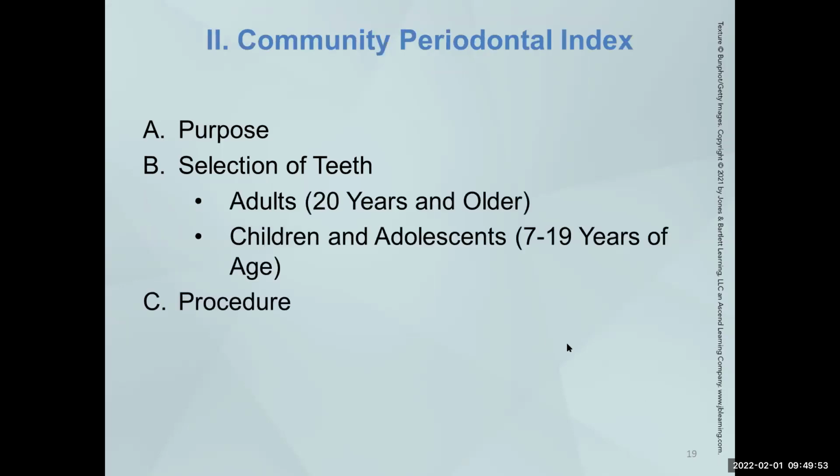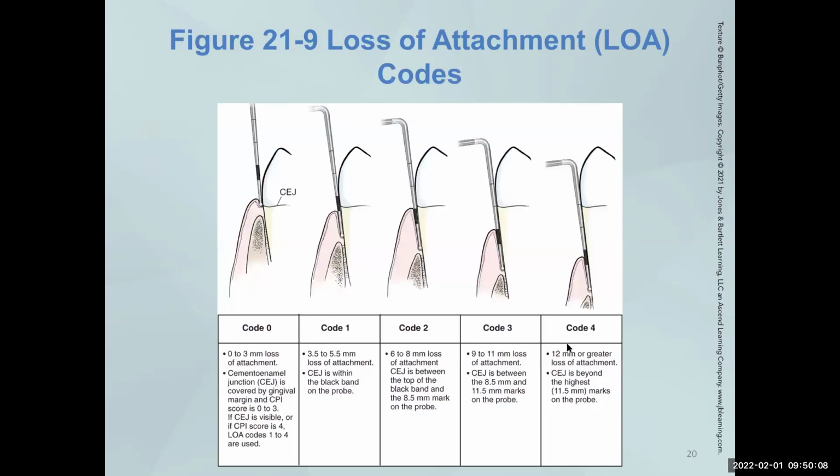So periodontal screening and recording. Community periodontal index, community, guess what? You're looking at a larger population. This is the PSR, codes 0, 1, 2, 3, 4, and there's a little asterisk there too. So does it cover the black? Okay, if it's going into the black, you know it's more than 3.5 millimeters. If it covers the black, you know it's more than 5.5 millimeters. So this is just giving you a guesstimate.